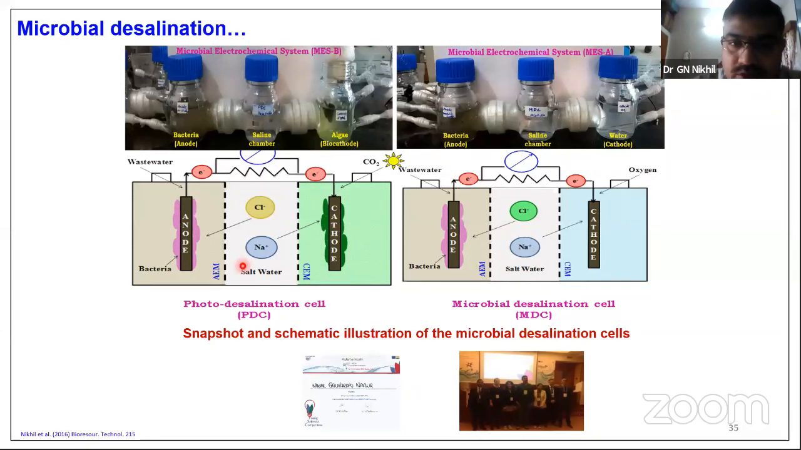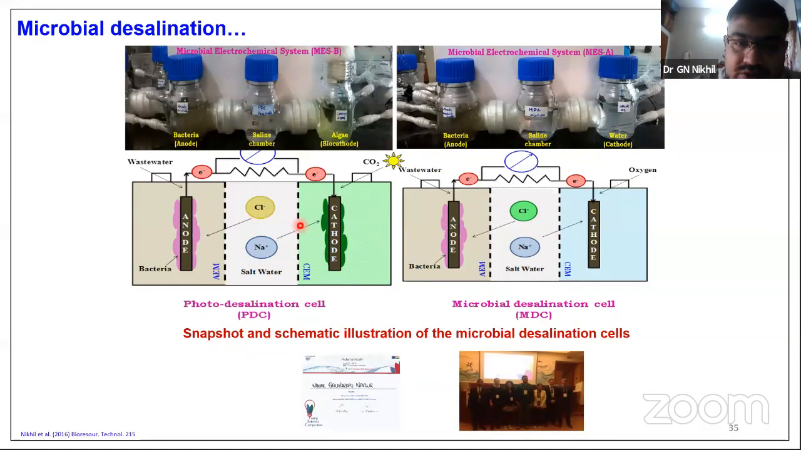So what are the expected products? Here you have NaCl. Cl, when it comes to the anode chamber, becomes HCl, because you have protons and electrons formed. Electrons are passing through the external circuit. You have protons getting deposited in the anode because you have used an anion exchange membrane.